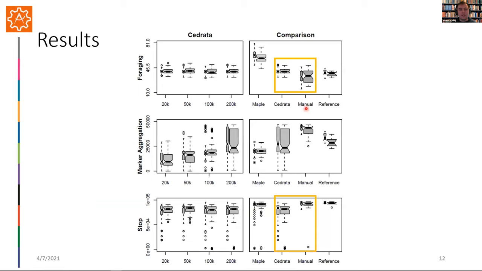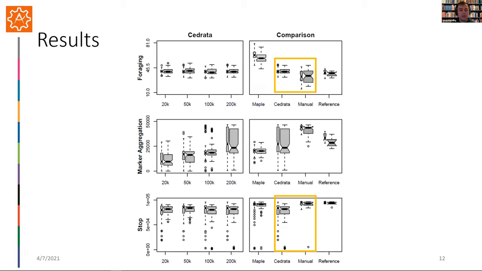So this is something that we also see that holds for the other two missions that we considered. So in foraging, neither Cedrata nor the experts were able to devise a communication-based strategy to communicate the positions of either the food sources or the nest. So instead, they simply rely on exploration and on pure luck of finding all of these things. On the other hand, in the stock mission, the experts were able to devise a communication-based strategy, but Cedrata was unfortunately not able to find a strategy that makes use of communication.